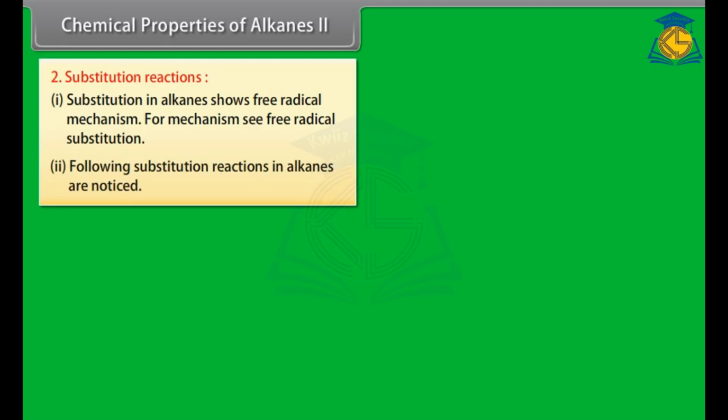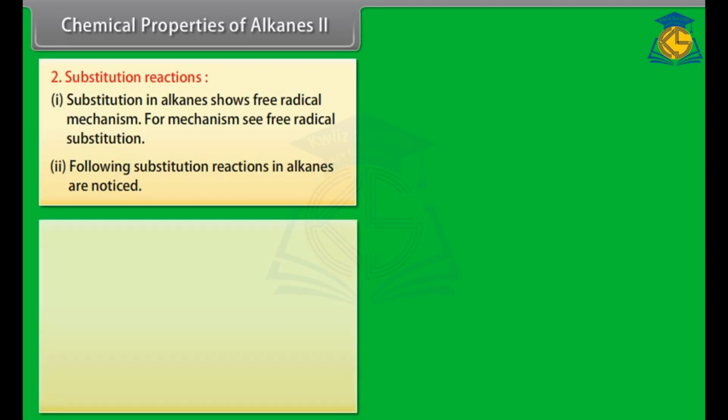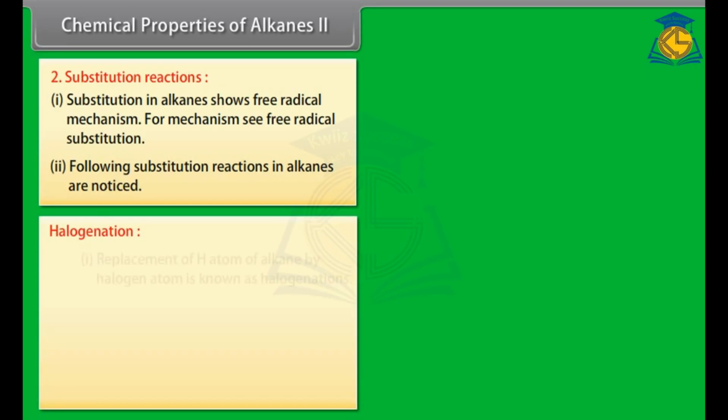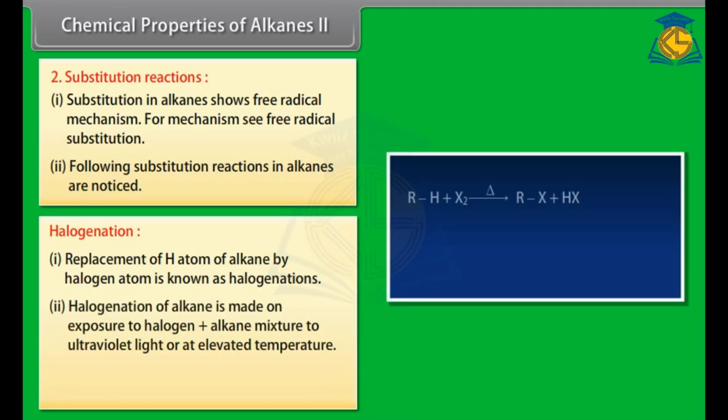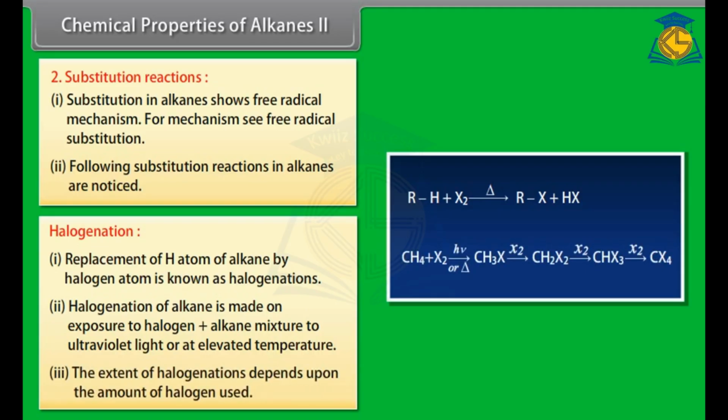Number 2. The following substitution reactions in alkanes are noticed. Halogenation. Number 1. Replacement of a hydrogen atom of an alkane by a halogen atom is known as halogenation. Number 2. Halogenation of alkane is made on exposure of the halogen plus alkane mixture to ultraviolet light or at elevated temperature. Number 3. The extent of halogenation depends upon the amount of halogen used.